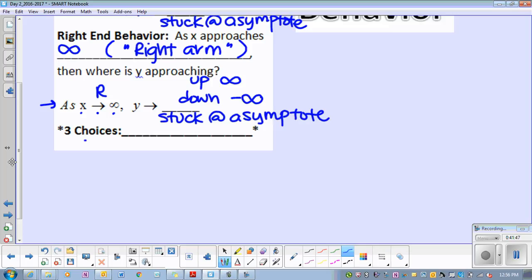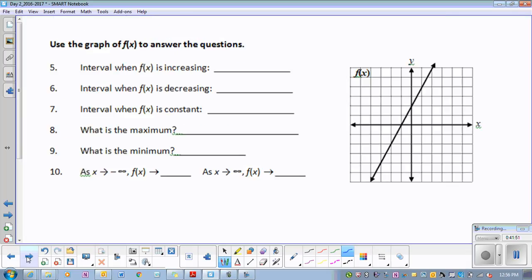All right, any questions so far? Let's try some of these out. I know, guys, hang in there. Okay, so let's go back to our white sheet, our practice sheet. And we're going to use this graph to answer the questions.